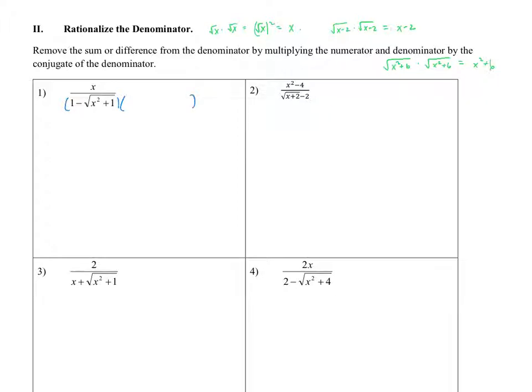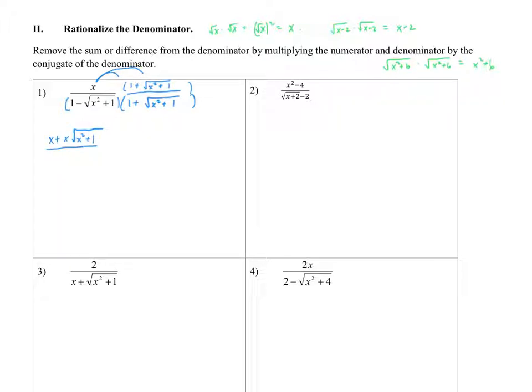So for number 1, to rationalize the denominator, we're going to multiply by the conjugate. What I mean by that is we're going to multiply the numerator and the denominator by 1 plus the square root of x squared plus 1. Notice that when we do this, we're really just multiplying by 1, so nothing is really happening. In the numerator, we can distribute the x. We'll get x plus x times the square root of x squared plus 1.